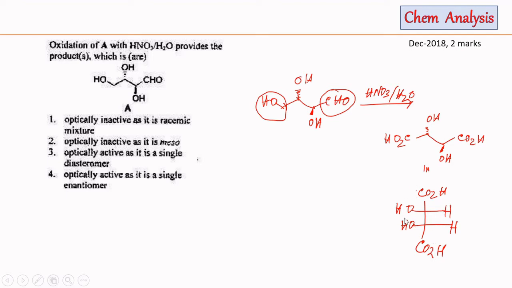Now in this structure we can see that there is a sigma plane passing along this carbon-carbon bond, and it will bisect this molecule into 2 equal halves. That means the oxidized product of A is generating an optically inactive meso product. So we can say that option number 2 will be the correct answer. Since there is a sigma plane, it will be optically inactive, and it is meso.